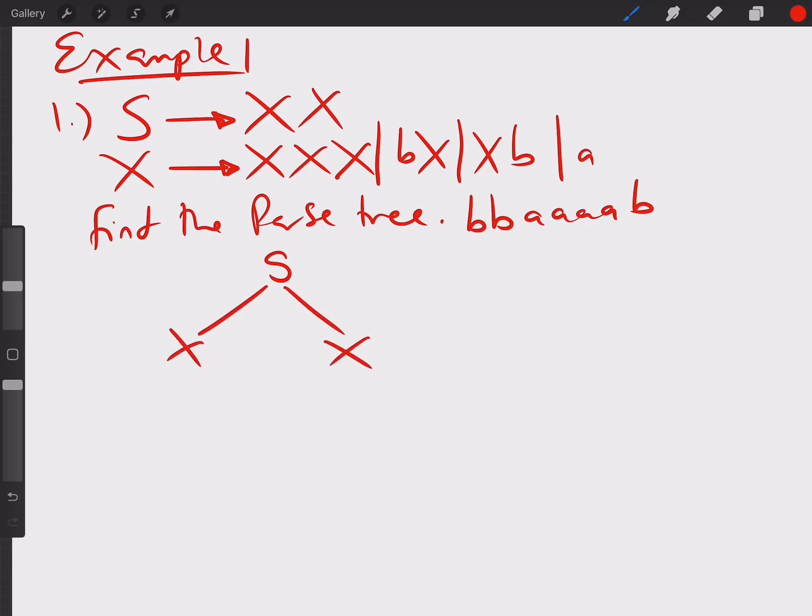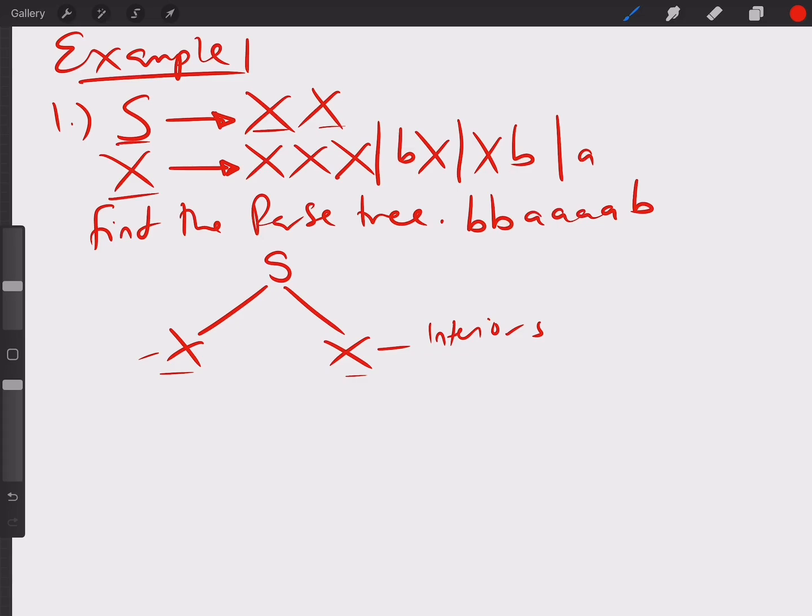What is the root? S is the root. So I zoom in a bit. S is the root. Now S derives XX. That's what it does. Well, I said parse tree, it should derive a string. So the string we were given is BBAB. So how do we derive that? S derives X and X. These are the interior nodes. These are on the left. So the children are on the right, so we derive them as children. But this is sentential. It's not yet the string we are looking for.